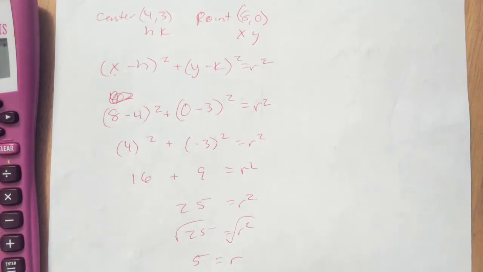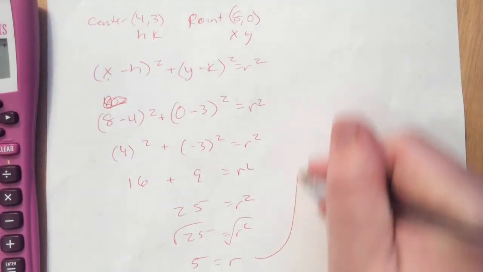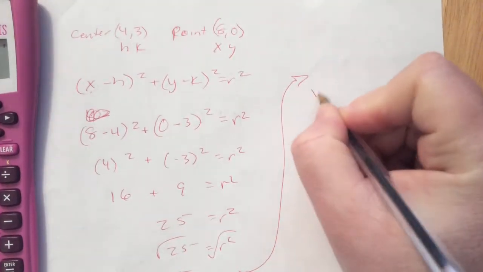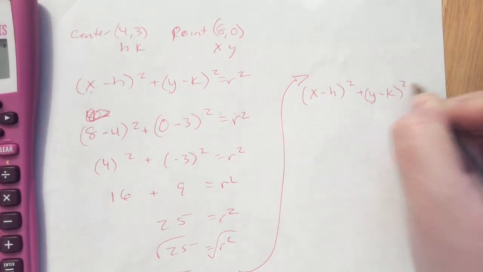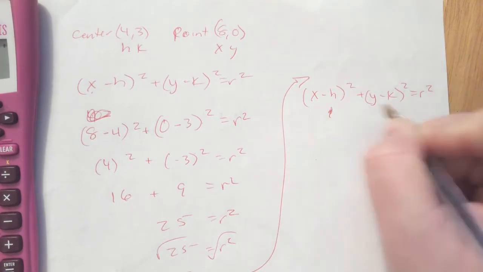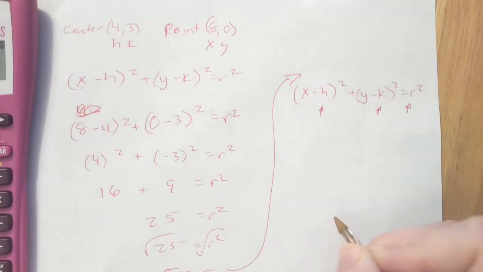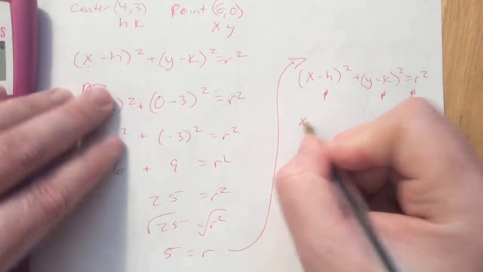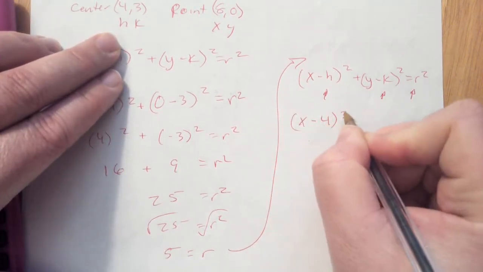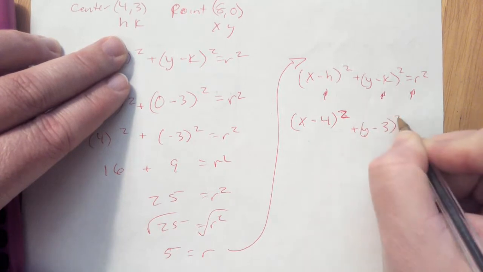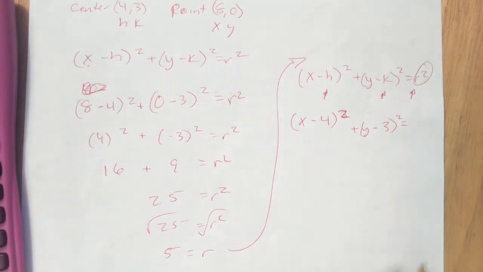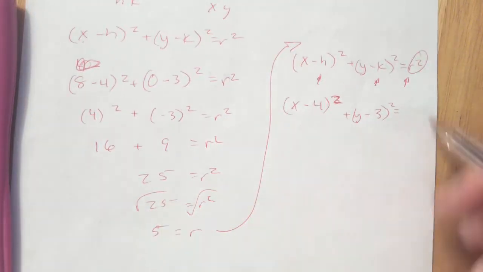Okay, so all we have to do now is plug it back into the original equation. And I ran out of room, so I'll put it up here. So X minus H, that quantity squared, plus Y minus K, that quantity squared, equals R squared. All I need to do is plug these things in. So X minus 4 squared plus Y minus 3 squared is equal to, now I can just go ahead and put the entire R squared there, which was the number 25.